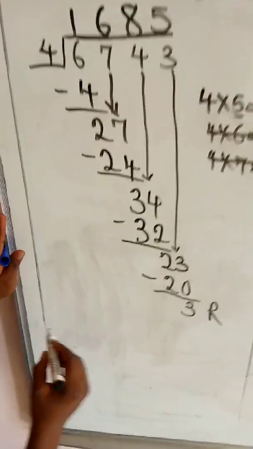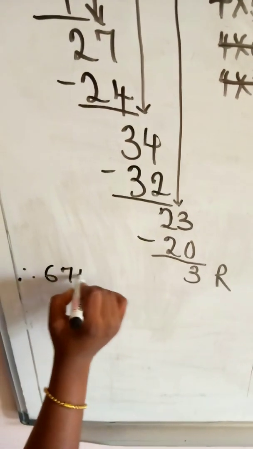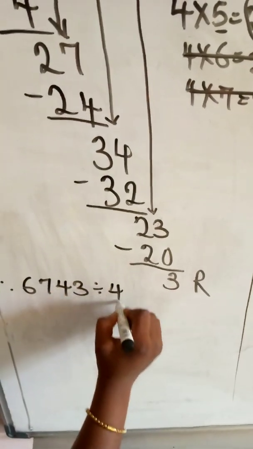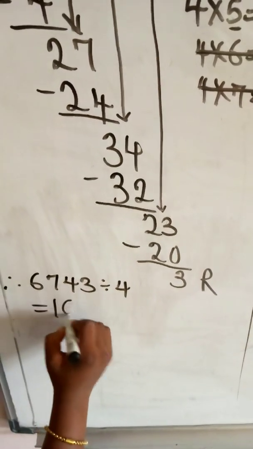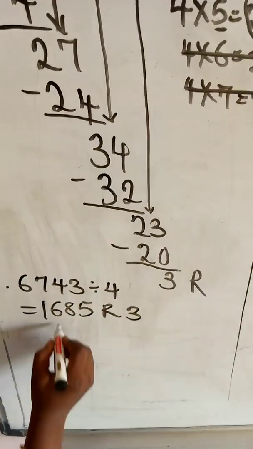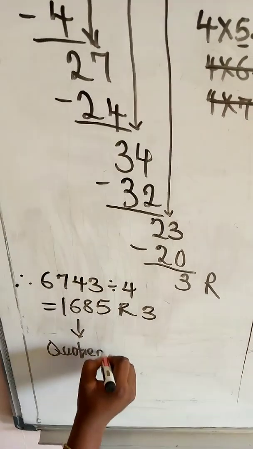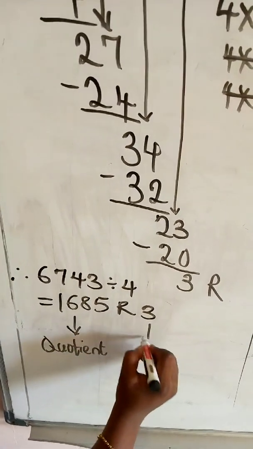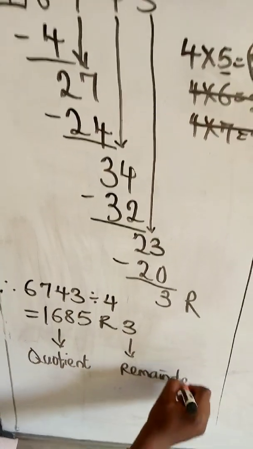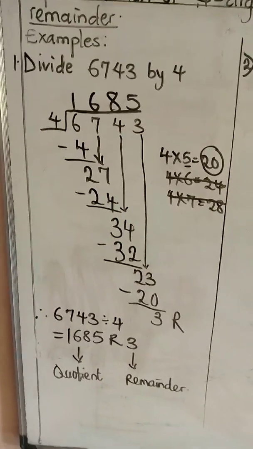And then we'll write this out. My quotient. Therefore, 6743 divided by 4 will give me what? 1685, remainder 3. Now remember, this is your what? Your quotient and your remainder. Good. Okay, this is very what? Simple, using your multiplication table.